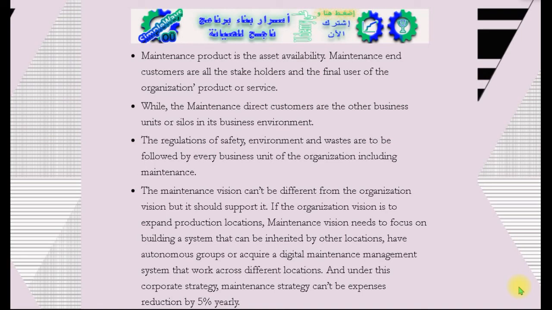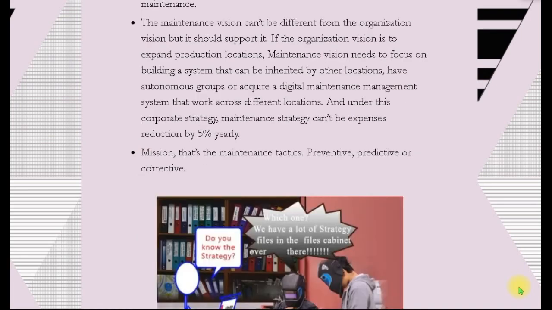So you should also reduce the wastes in maintenance and so on. What's important also is that the maintenance vision can't be different from the organization vision. It should support it. So if the organization vision, as we said before, was to expand to different production locations within a few years, the maintenance needs from now to start to build a system that can be inherited by other locations, having autonomous groups, having a digital maintenance system that can be adopted by every other place in the business. Okay, we cannot put the main target of the maintenance to reduce the expenses by 5% yearly, while that's not in the business target or in the main company target.